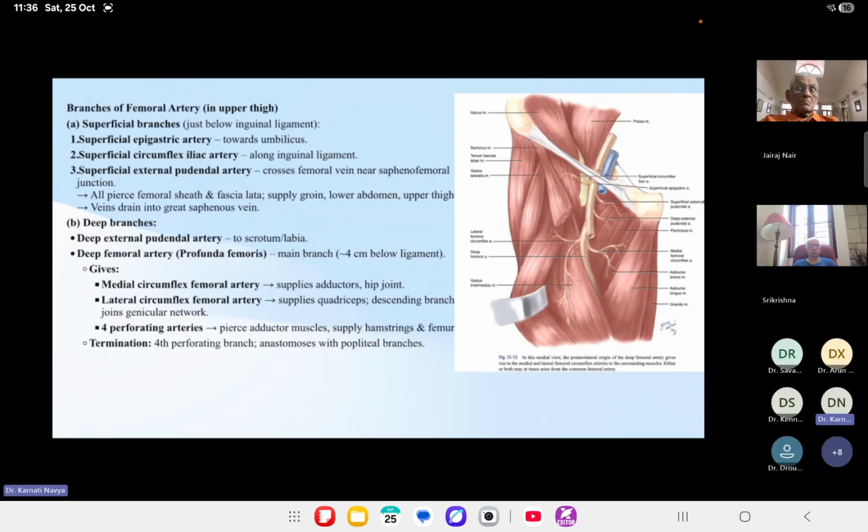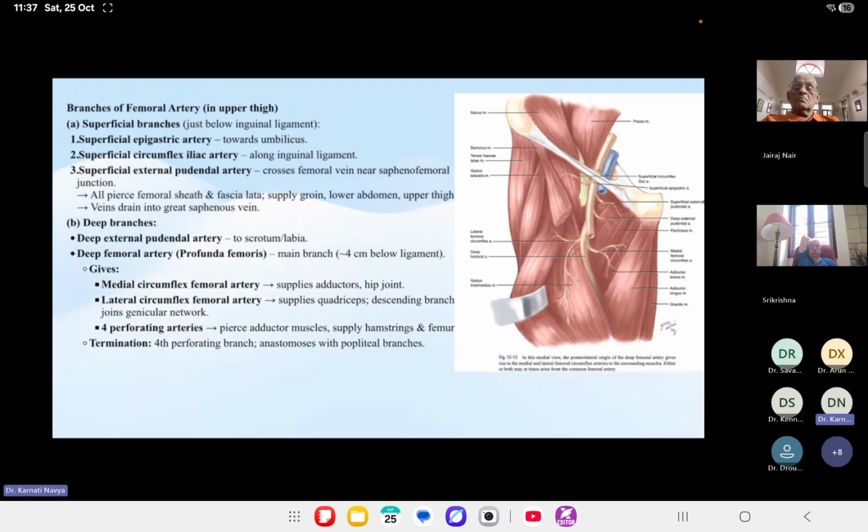Veins: all these veins drain into the great saphenous vein. The deep branches: the deep external pudendal artery, which supplies the scrotum or the labia, and the deep femoral artery, which is the profunda femoris artery, the main branch, which arises 4 centimeters below the inguinal ligament.